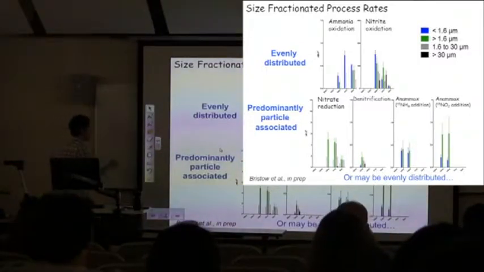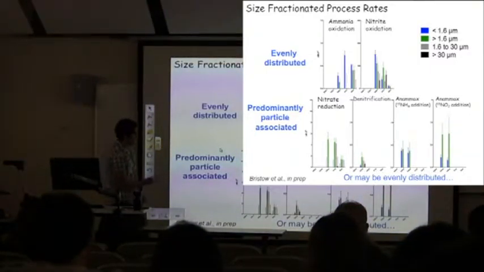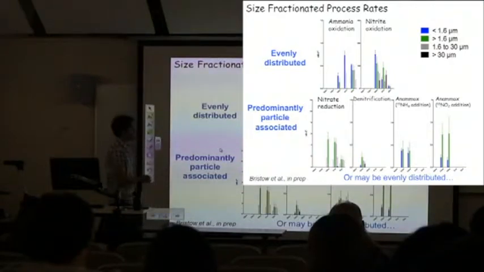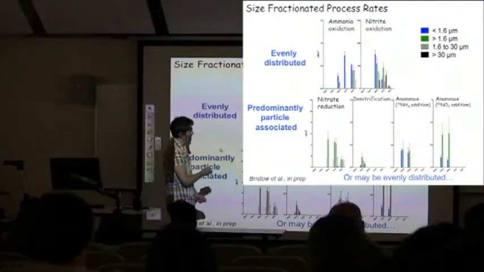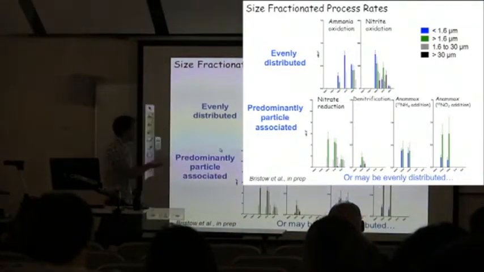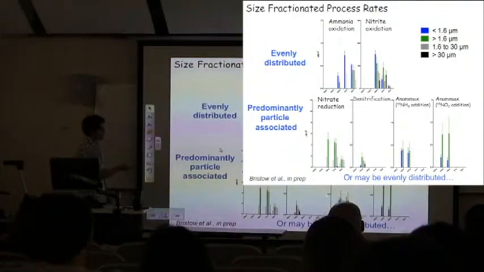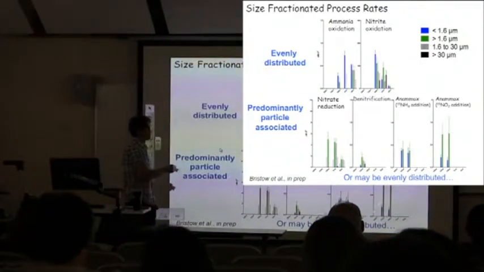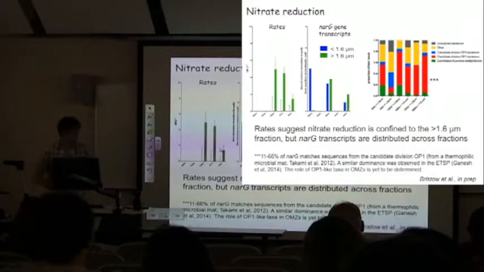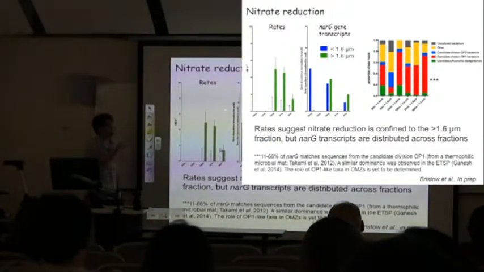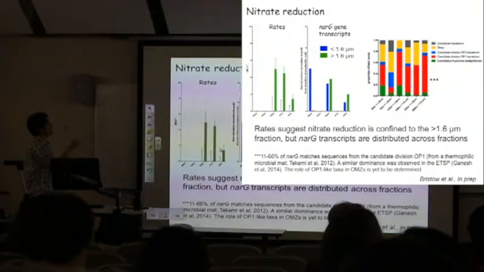There are others that are predominantly particle-associated. Nitrate reduction, for example. Nitrification, some steps. Anammox looks to be evenly distributed, depending on how you analyze it. So we'll get to that. So let's take a slightly more in-depth look. So this is nitrate reduction, looking at rates versus gene transcripts.